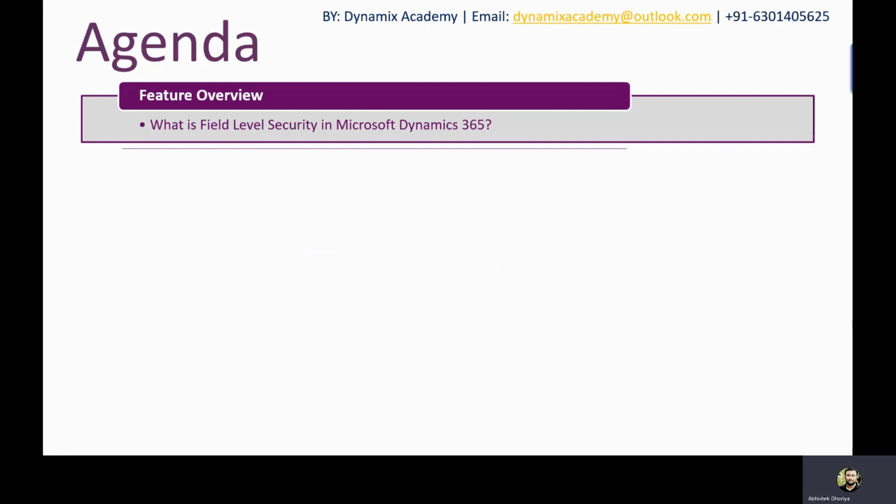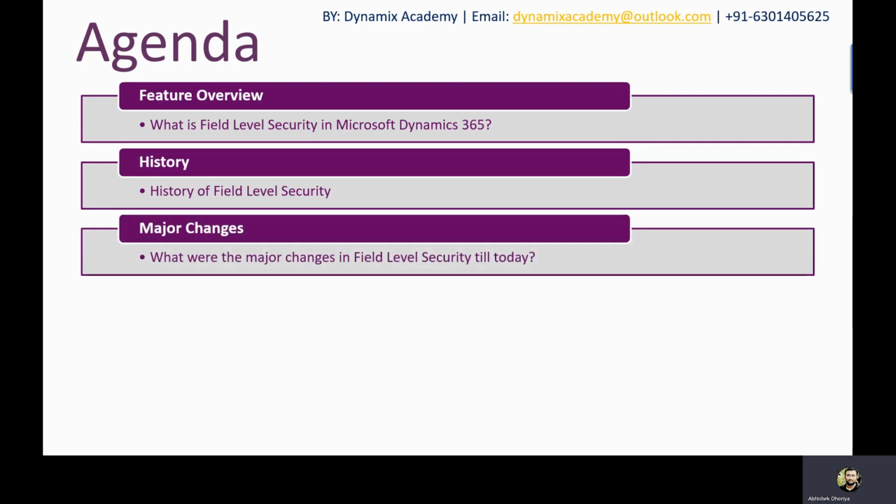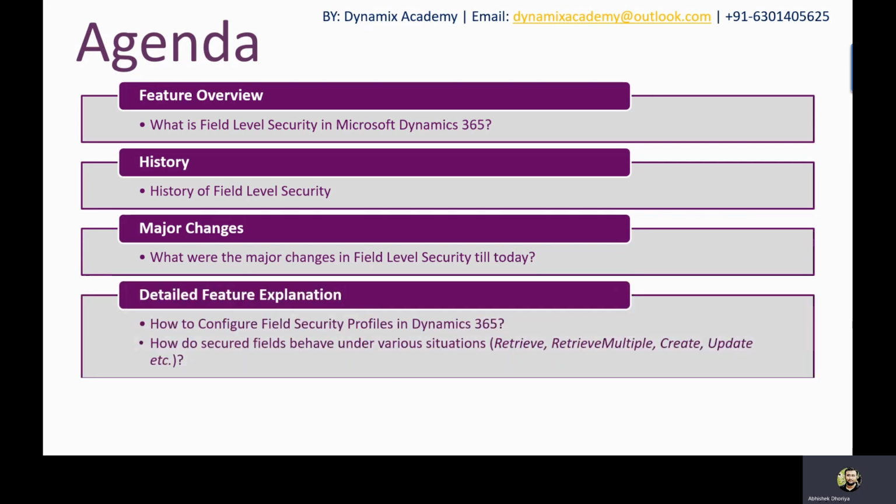So basically the agenda of this video is, first of all I will give you a feature overview about field level security, where I will tell you what field level security is in Microsoft Dynamics 365, and then we will see a brief history of field level security, where I will show you in which version of Microsoft Dynamics 365 this feature was introduced. After that we will cover all the major changes that happened in field level security from its inception till today.